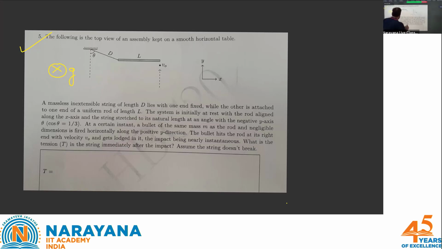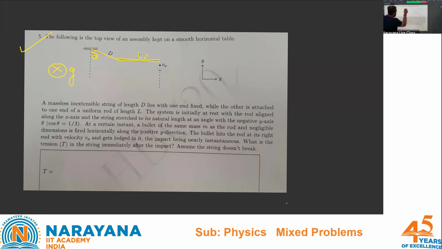The problem is like this: on a table there is a light string of length d, which is connected with a rigid rod of length capital L. The angle of this string with a line on the table is given as theta. This uniform rod has a mass of m. And there is a ball of the same mass, moving with a velocity v naught. It hits the rod at the end and sticks to it.